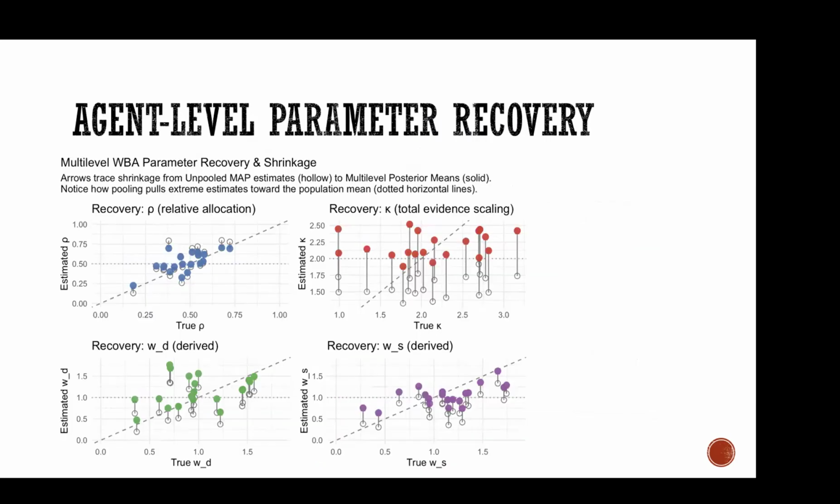We look at the single individual parameter estimates, and again, the diagonal is where they should be. The empty dots are the individual level estimates without the hierarchical model, and the full dots are the multi-level estimates for the individuals, which are, for some things, brought to a nicer spot, especially for the rho, but for the kappa, it's really crappy, right?